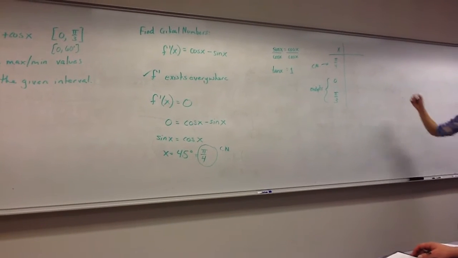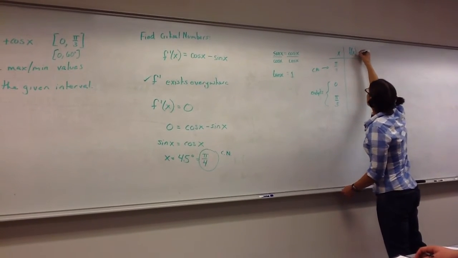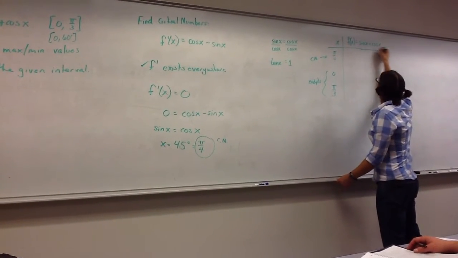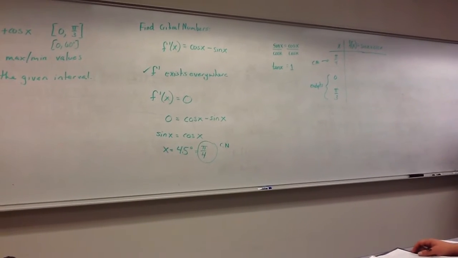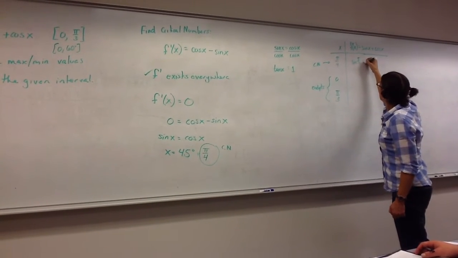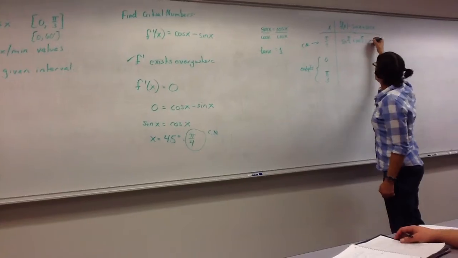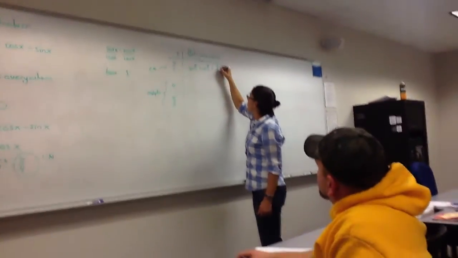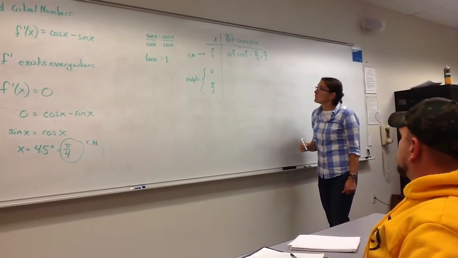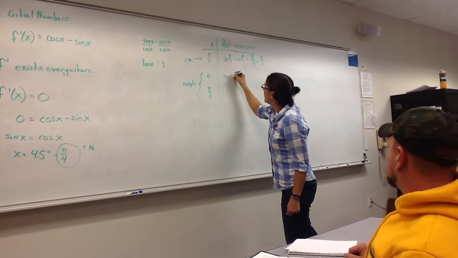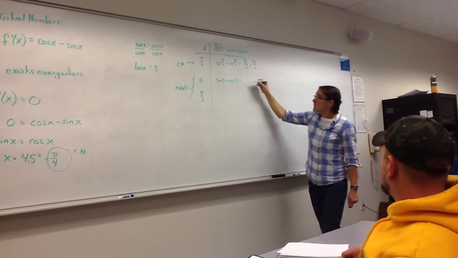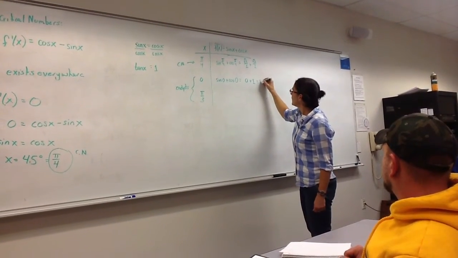All right, so we've got to plug these x values into our original function, f of x, which was sine of x plus cosine x. And so to calculate these values, sine of pi over 4 plus cosine of pi over 4, well, sine of pi over 4 is root 2 over 2, cosine of pi over 4 is root 2 over 2. For 0, we've got sine of 0 plus cosine of 0. And sine of 0 is 0. Cosine of 0 is 1. So we have a value of 1.